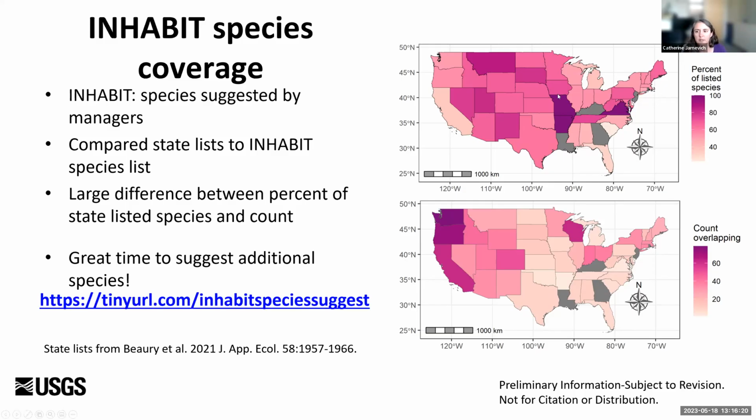The top image here has the percent of listed species for a state that are included within INHABIT, whereas the bottom one is the actual count of species that are listed within a state and also modeled within INHABIT. And so you can see different patterns here.